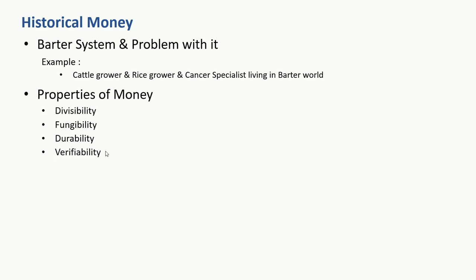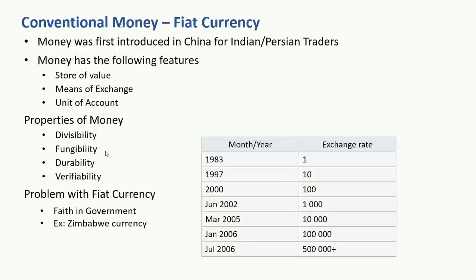Okay, so in order to avoid all these problems, we went to a new system called fiat currency. Money itself evolved from China. Money was first introduced in China for Persian and Indian traders when they went to sell peppers or ships. In those days, normally, they carried gold, and that's how the trade happened.